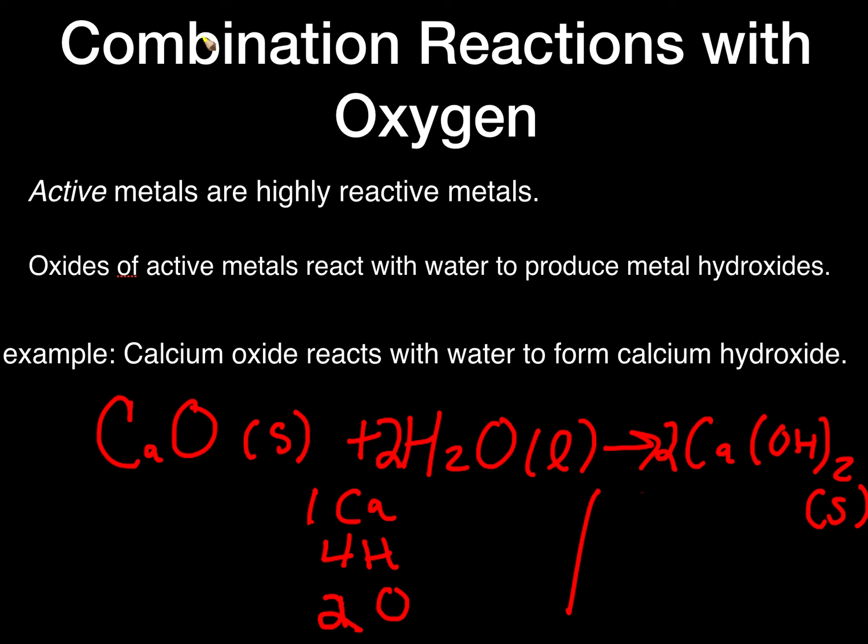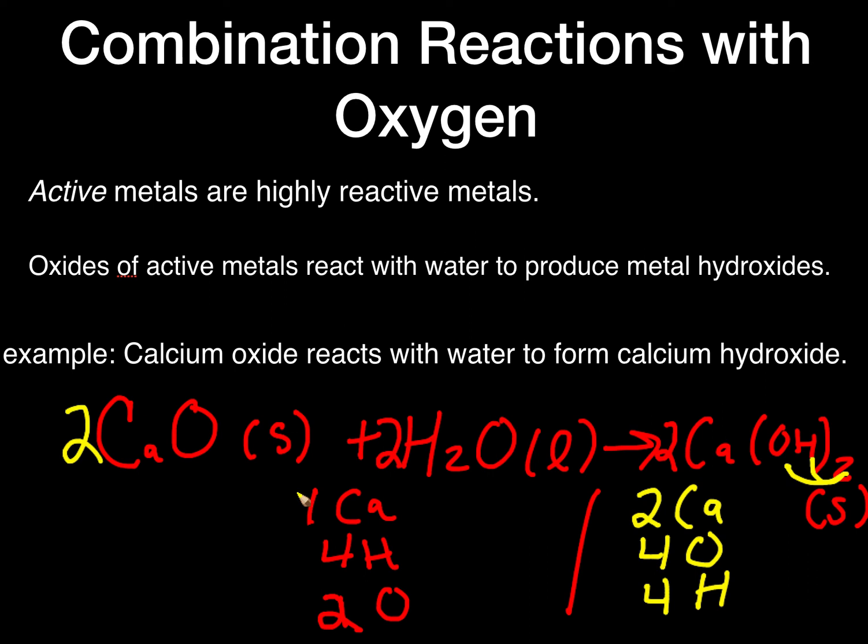So we have 2 calciums. Remember, distribute to each term in the parentheses. So we have 2 oxygens, but times 2. So we have 4 oxygens and 4 hydrogens. So what do we need to do over here? We need to put a 2 in front of the CaO.